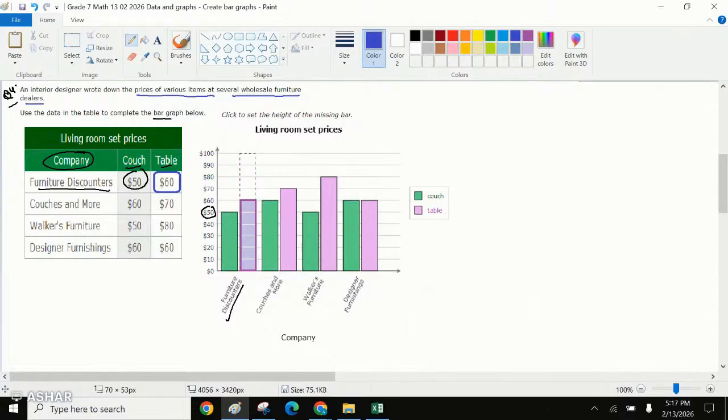And the remaining part of the graph was already drawn for us, because for couches and more, it was 60 and 70. This is 60, this is 70. For walkers furniture, this was 50 and 80. And designers furnishings would be 60 and 60. Okay, 50 and 60. Okay, what they can give us as a question is, they can ask us to compare the prices. Okay, and let me make a question out of this.